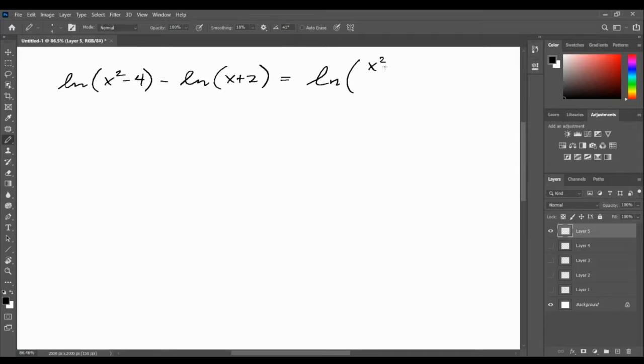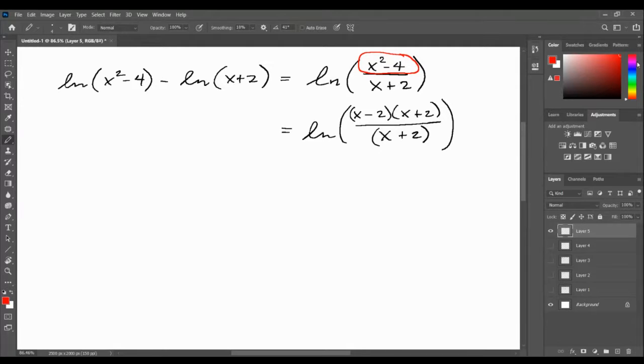of x squared minus 4 over x plus 2. Now I recognize I have the difference of two squares here. The first term is a perfect square and the second term is a perfect square, so I could factor that one into square root of the first term minus the square root of the second times the square root of the first term plus the square root of the second. All of this is still over x plus 2.